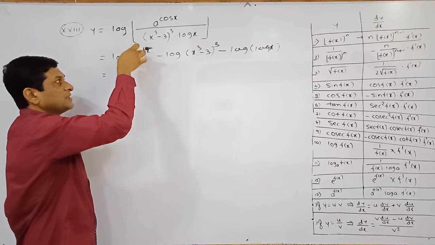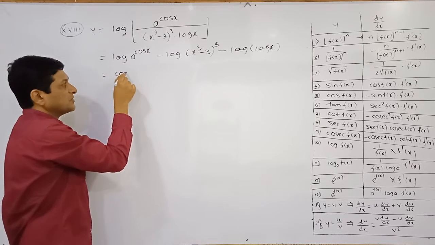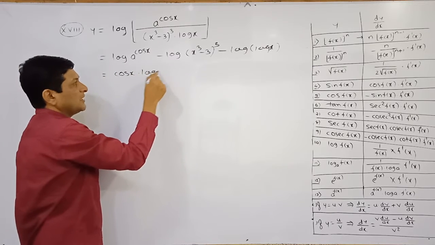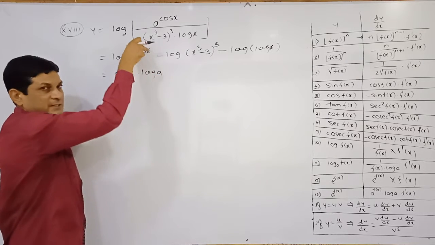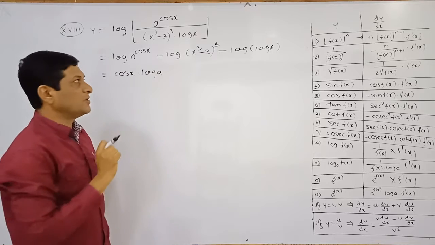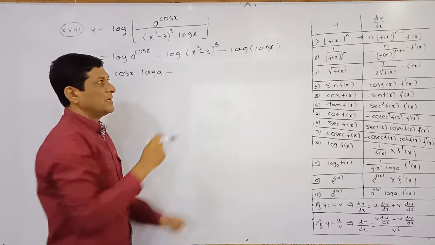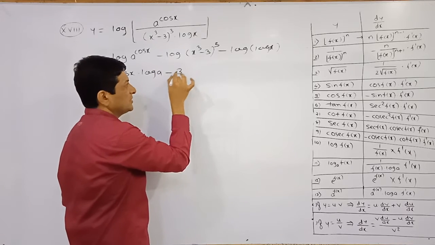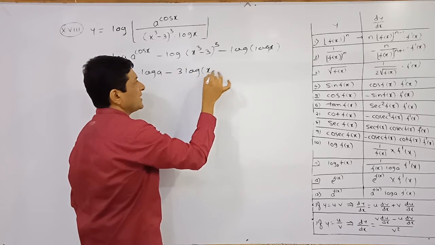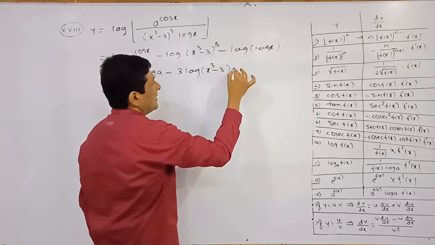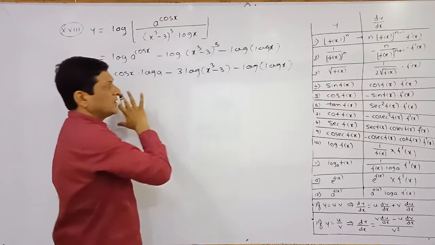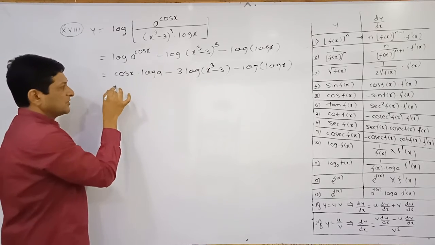According to laws of logarithm, this power can be taken as what? Coefficient. So cos x we have taken as a coefficient into log a, because here the power is what? Cos x. So we have taken this power as a coefficient according to laws of logarithm. Here also what is the power? 3. So this power 3 can be taken as a coefficient. So here we will get log of x cube minus 3 minus log of log x, keep it as it is. Now let us differentiate this function with respect to x.